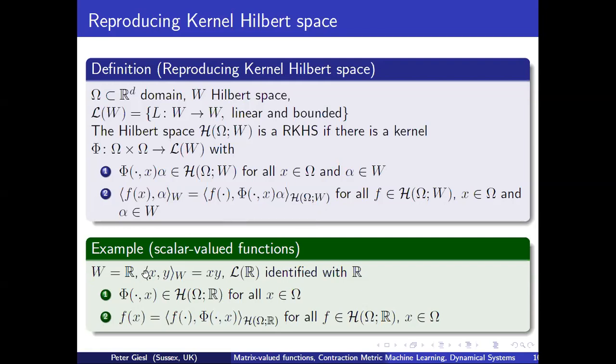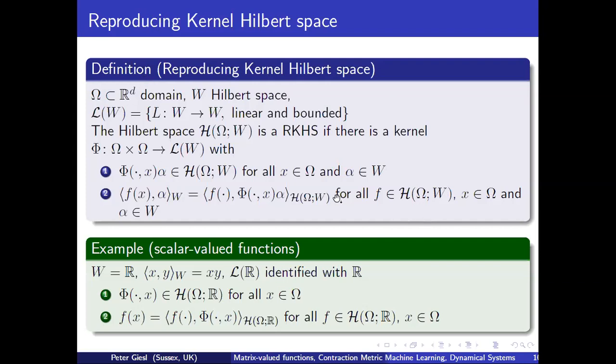And you can see that a special case would be where W is R, and we get the scalar valued definition back. We need to say what the inner product in W in R is. This is just the normal product. And we can identify the set of all linear bounded operators from R to R just by R itself. And that's basically how we get these two properties from earlier back, because the alpha would just be a number, and this is just a product with alpha as well that we can take.